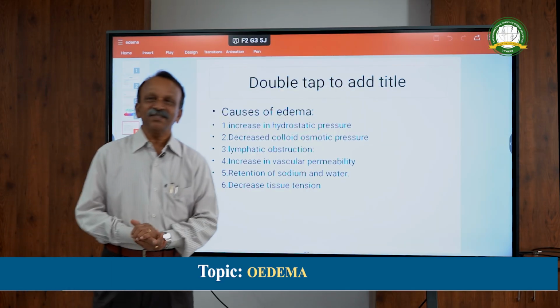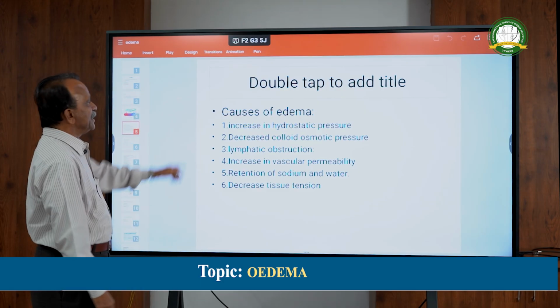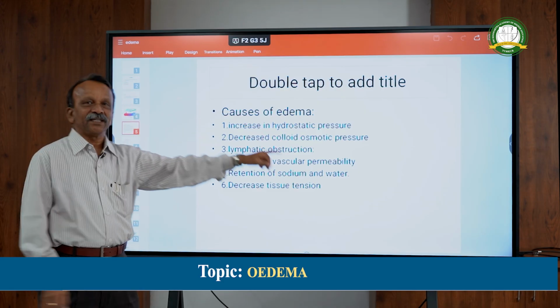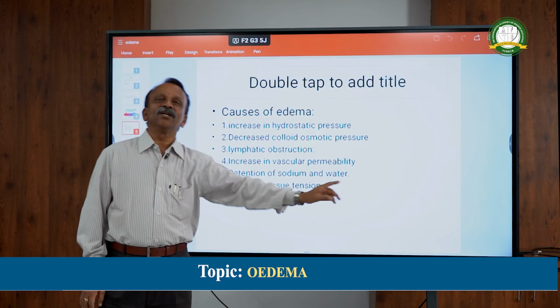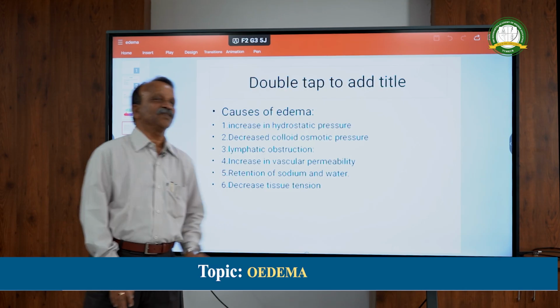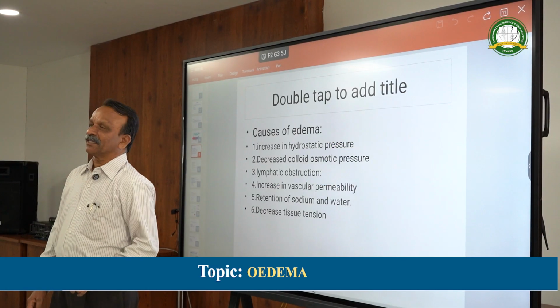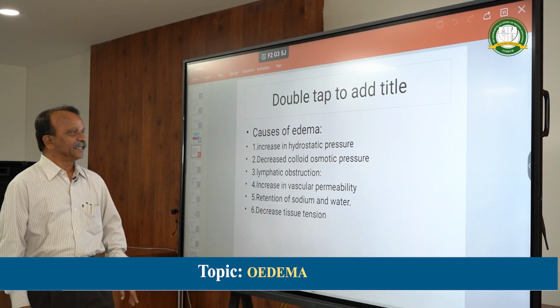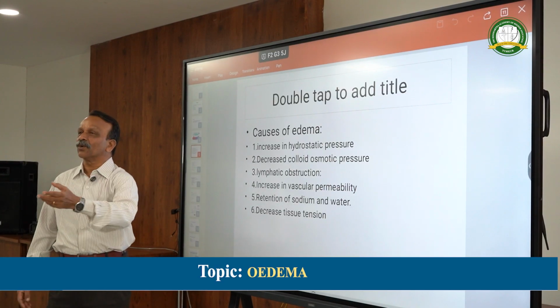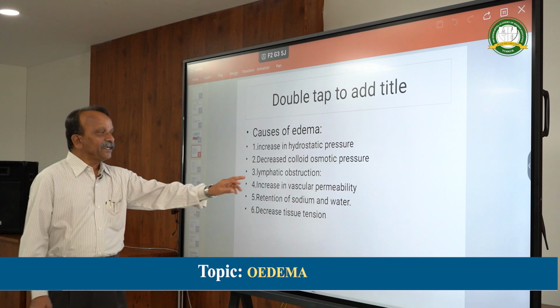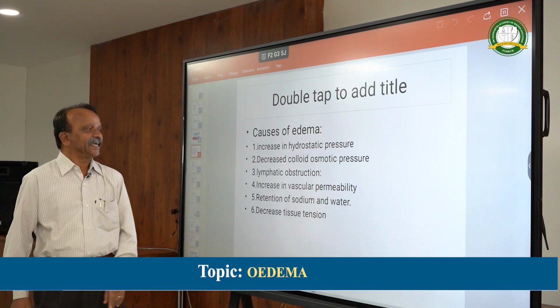Coming to the causes of edema, as I told, an increase in the hydrostatic pressure is one of the causes for the edema, and decrease in the colloid osmotic pressure is the second cause. And the third one, as I told, is lymphatic obstruction.